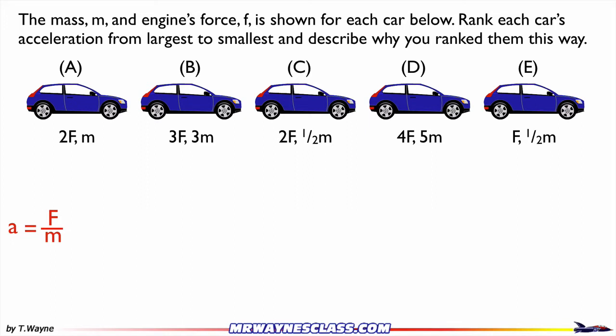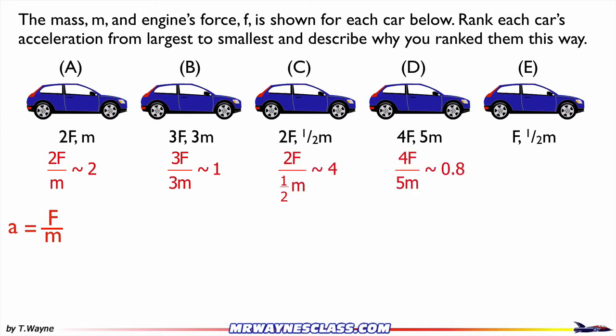So to figure out the ranking task, I don't need to solve any problems, I just need to be able to compare them. So all I need to do is take a look at the factors that change the force and the mass. So in the case of the first car, it's twice the force and a single mass, so that's 2 over 1, which is 2. The second car, 3 times the force, 3 times the mass, that's 1. The third car, C car, is double the force, half the mass, that's 4. 4 times the force, 5 times the mass, which is 0.8. And finally, a force divided by 1/2 the mass, well, in this case, it's going to come out as a 2. So now I've got some way of looking at these to rank the questions.